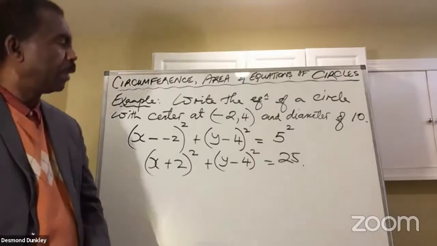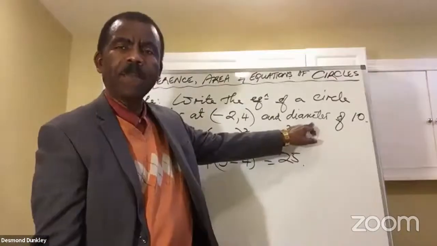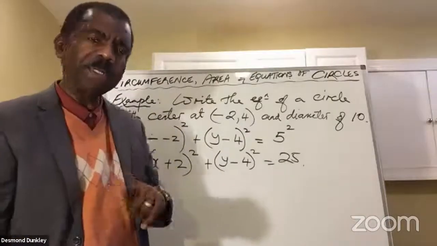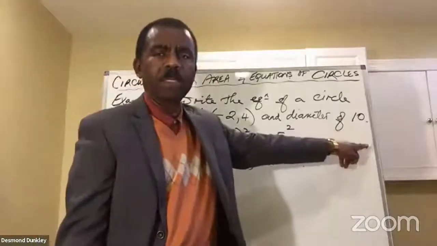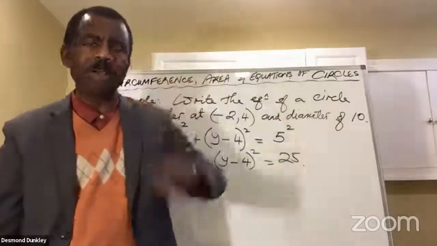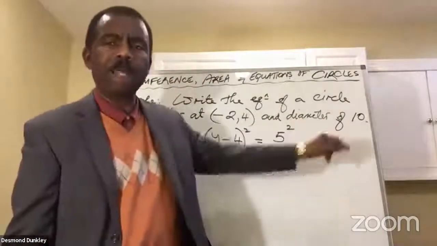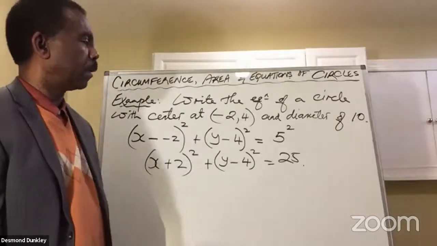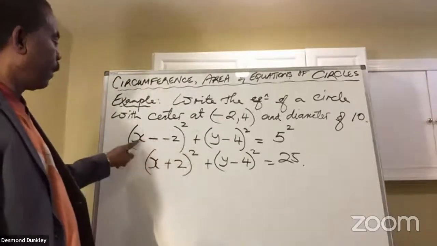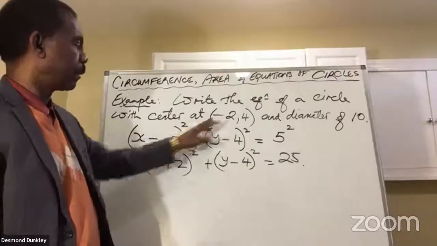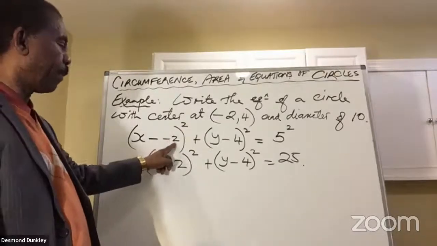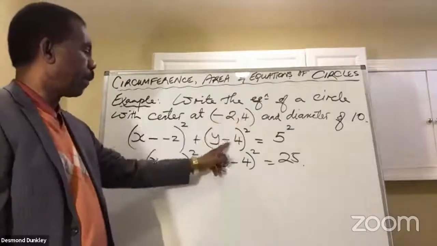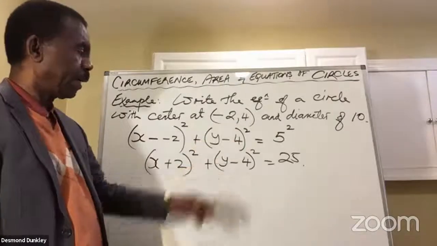What did we do? We took the diameter, and from the diameter, we determined what the radius was. The diameter is 2r, so the radius has to be 5. The center is -4, 4. So therefore, when we have x minus a negative number, it gives you a positive. Y minus 4 doesn't change, so it stays right there.